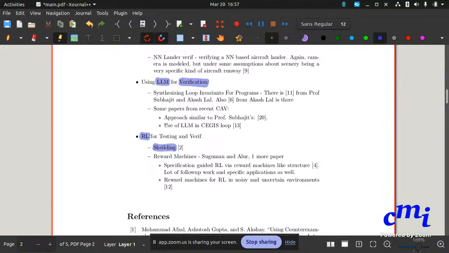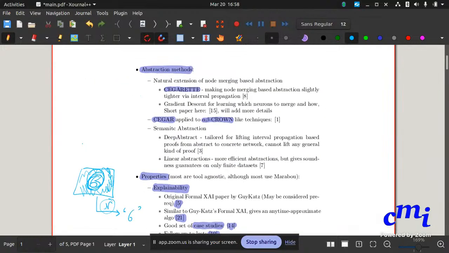The thing that is common to all these works is that they are all sound techniques, in the sense that when they say yes, you can rely on that. Maybe except for the semantic abstraction work, they do give certain guarantees. Correct me if I'm wrong, Diganta, I haven't read those papers. Yes, they do give guarantees, but slightly weaker ones, on finite data sets. But the last two are quite interesting, and they are a way to ensure safety of RL.